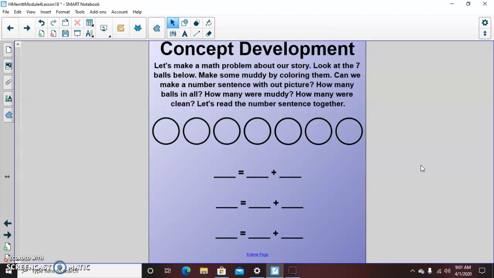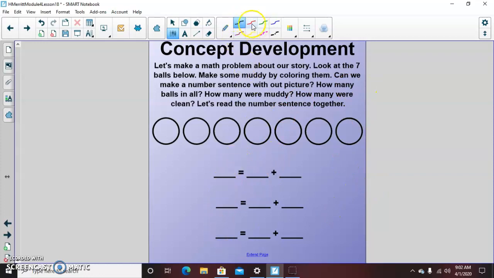We know that there are 7 altogether, and that is it. That's all we know. So it's our job to figure out the different ways these balls could look, okay? So some are muddy, some are not. Oh, look at it. They went back to whole equals part plus part for today. Interesting. Okay, so we're going to do our whole, and we have our 3 number sentences.